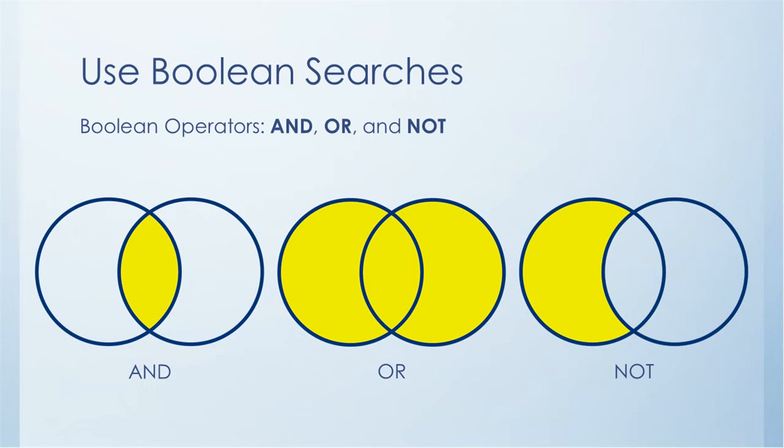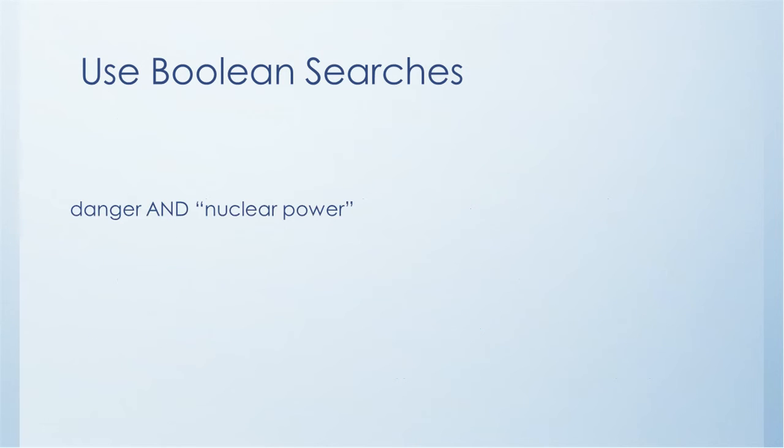Continuing with our example, we will use our keywords danger and nuclear power and put them into a Boolean search. Here you will see that danger and nuclear power are separated by the Boolean operator AND. You will also notice that nuclear power is inside quotes. This is because nuclear power is a compound word that is separated with a space. If we don't put quotes around it, then nuclear and power will be treated as separate words. You can also search keyword phrases in the same way.